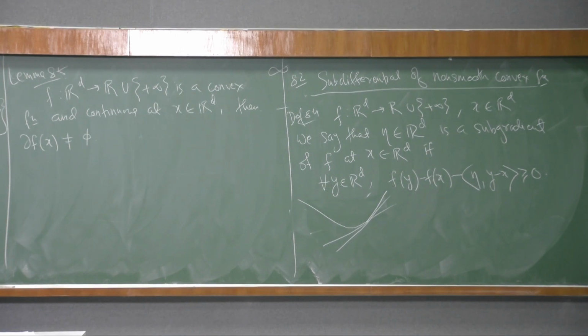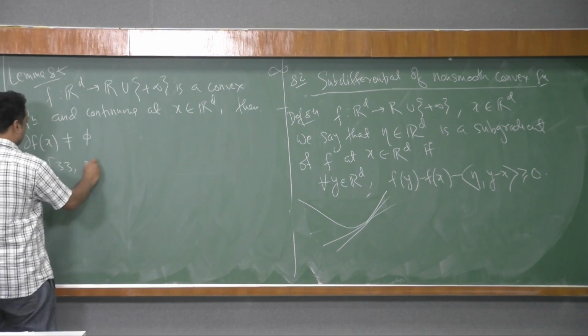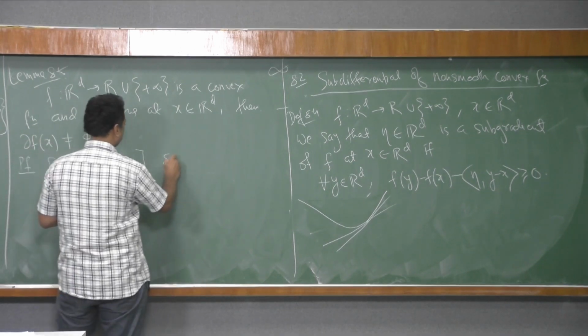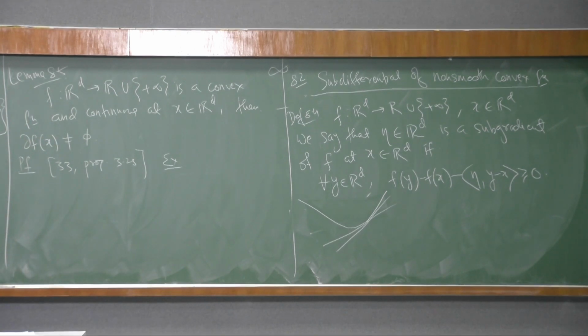It's in reference 33, so I leave this as an exercise basically. Okay, so you look up this proof. What it says is that for a convex and continuous function, the subdifferential will exist. Remember that convex is also written there.